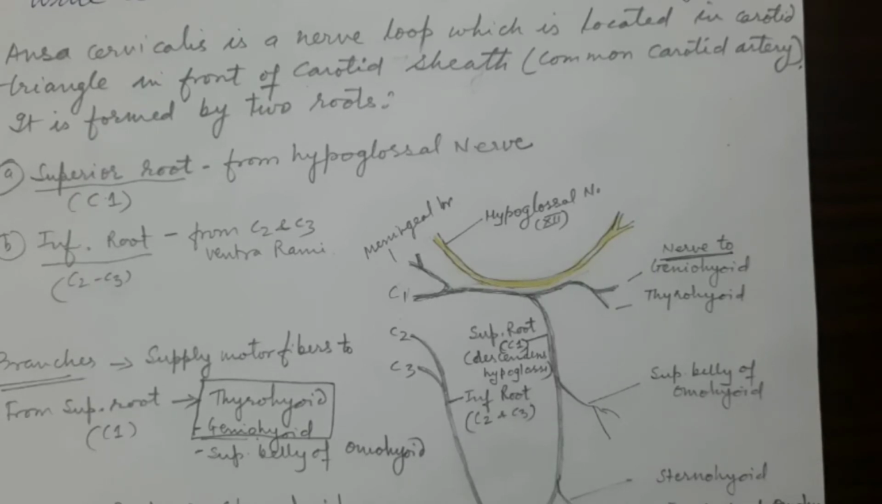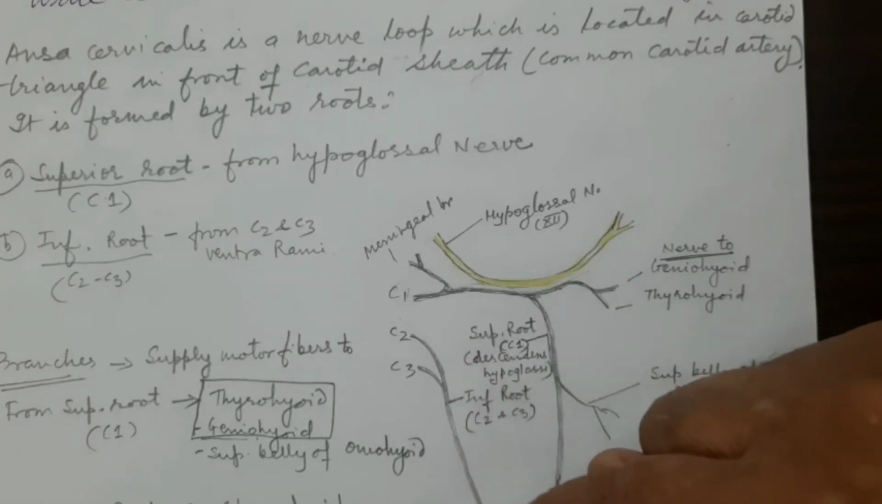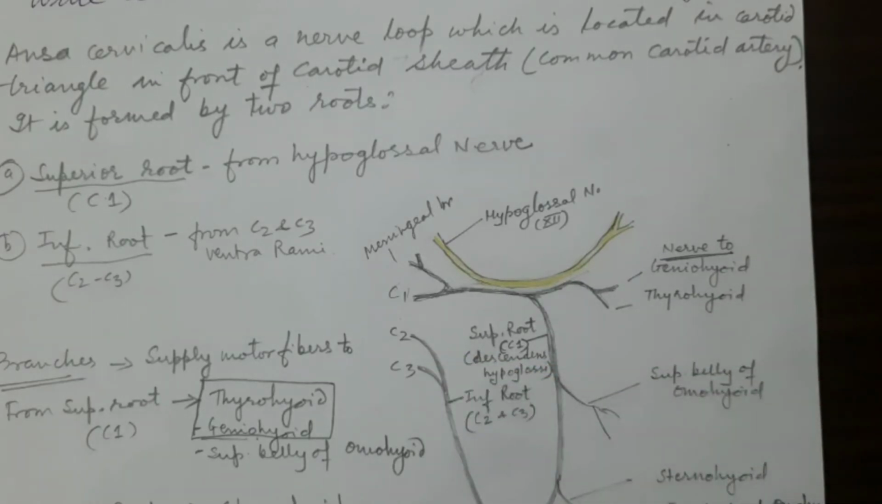Okay, now after formation of the loop, as I said, this loop is formed on the carotid sheath and many branches are given off. This inferior root usually lies on the side of the internal jugular vein within the carotid sheath, of course. Now see the branches. It supplies motor fibers to the various ribbon muscles.